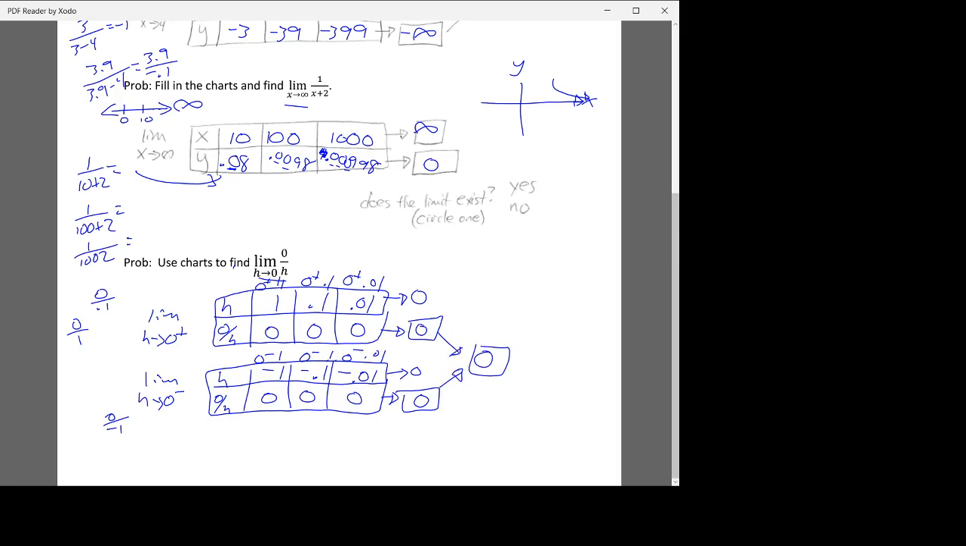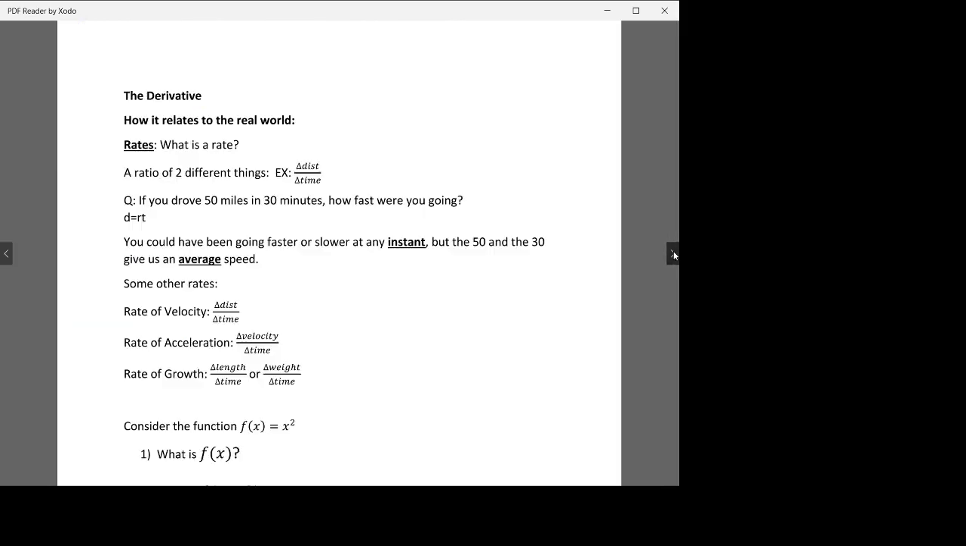And if you have some trouble with these limits and accepting them, don't feel bad. The math community took 100 years to even accept limits and a lot of the calculus. So it's kind of like, is the Earth the center of the universe kind of thing back in the 16th and 17th century. All right, so that's an interesting problem with the 0 over h.